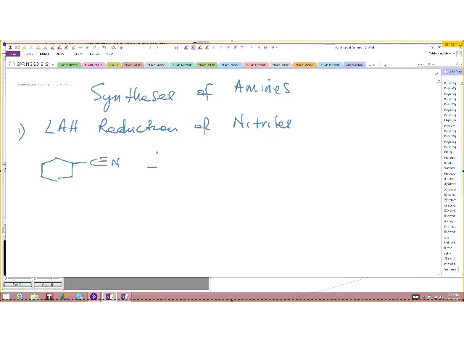If you have a nitrile and you react with lithium aluminum hydride followed by either dilute acid or water, that will transform a nitrile to a primary amine. We've done this in the past, so I'm going to just give you one example here.